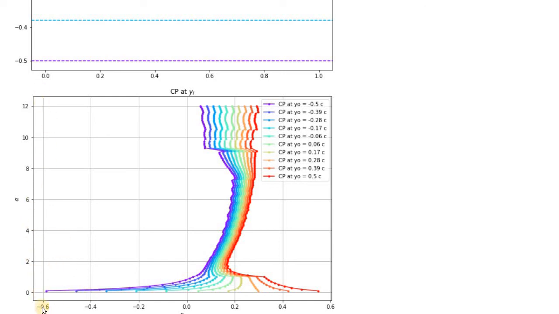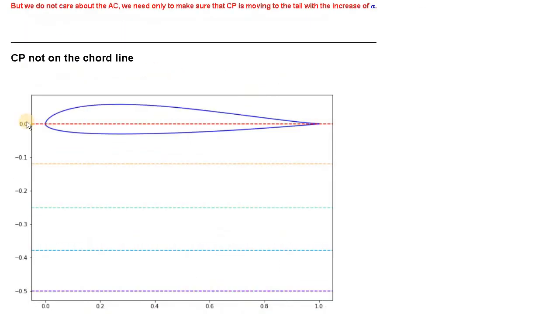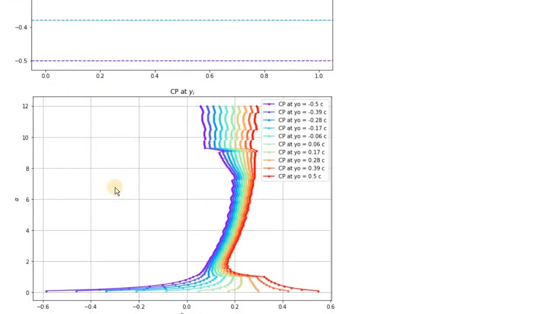So we increase the alpha, and then the center of pressure is moving from the nose to the tail, and this happens for the center of gravity or the center of point line, which is below the airfoil. So for the lines here, in this location, we're going to have the same behavior, so the center of pressure moves from the nose to the tail.